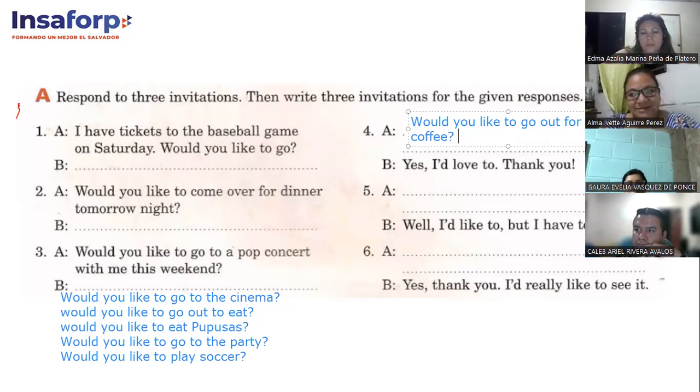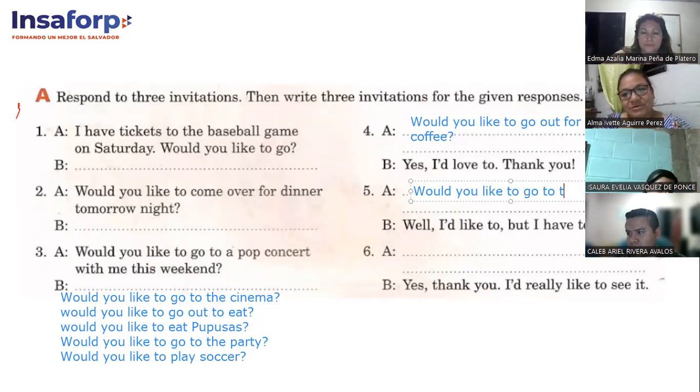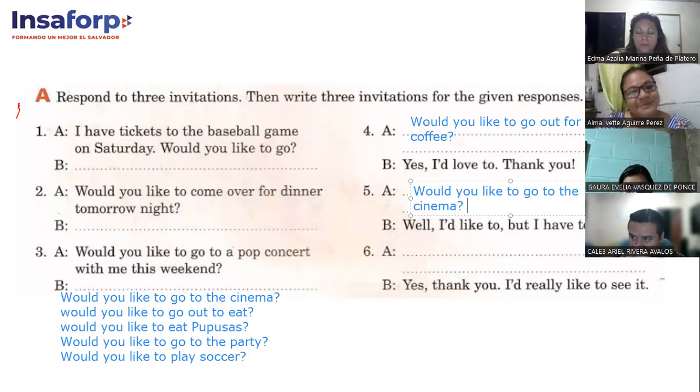Okay, number five. Well, I would like to, but I have to study. Response. Would you like to go to the cinema this weekend? Which movie is on at the moment? I have an idea, Mario Bros, I think. Well, I would like to, but I have to study because I have an important English exam tomorrow. Okay, number six. Yes, thank you. I would like to see it.